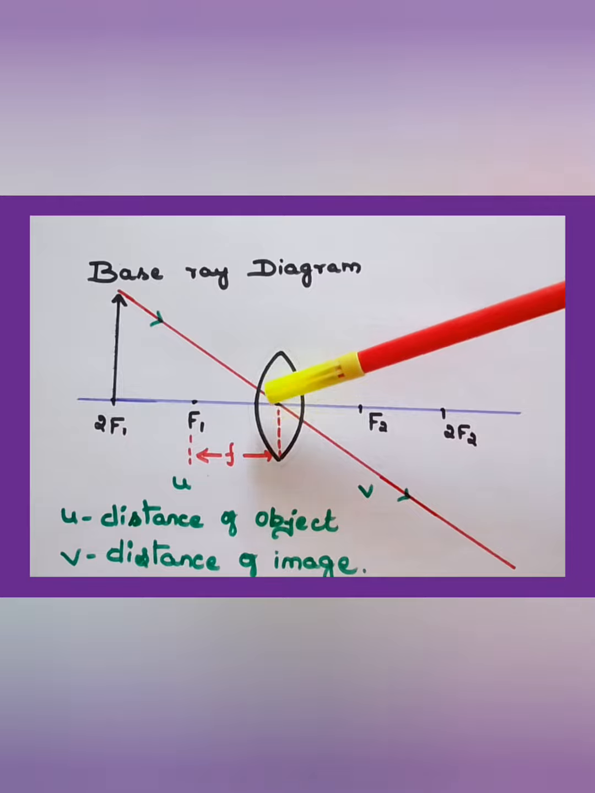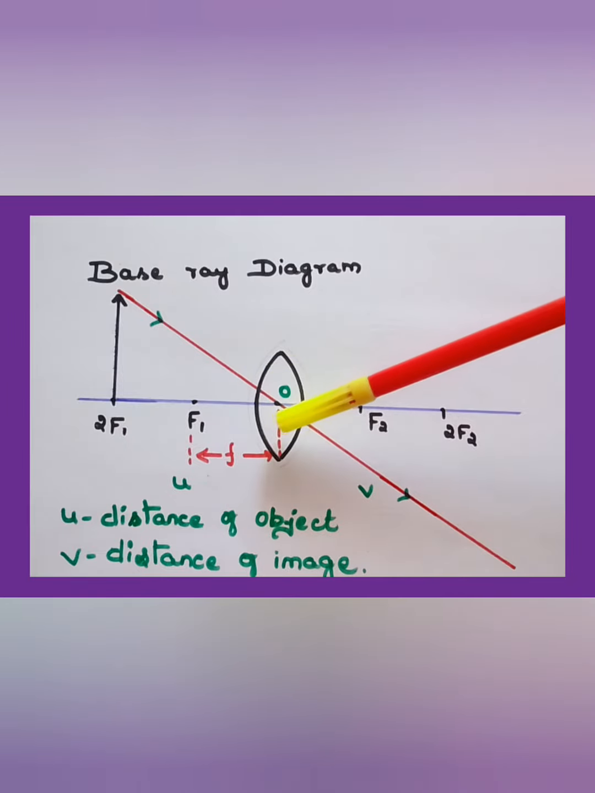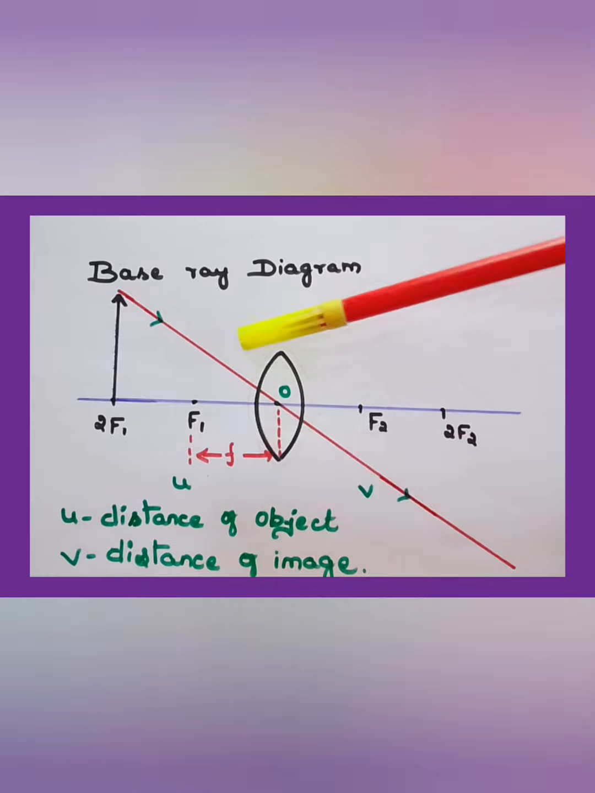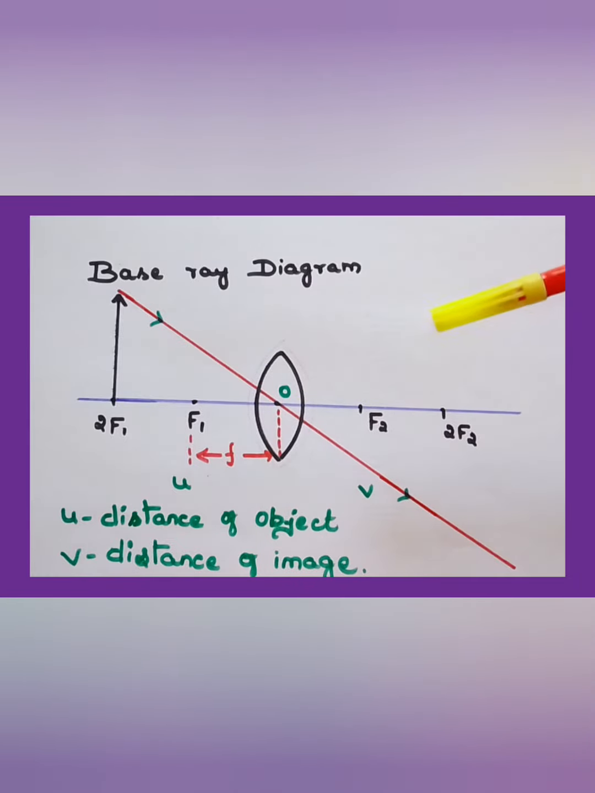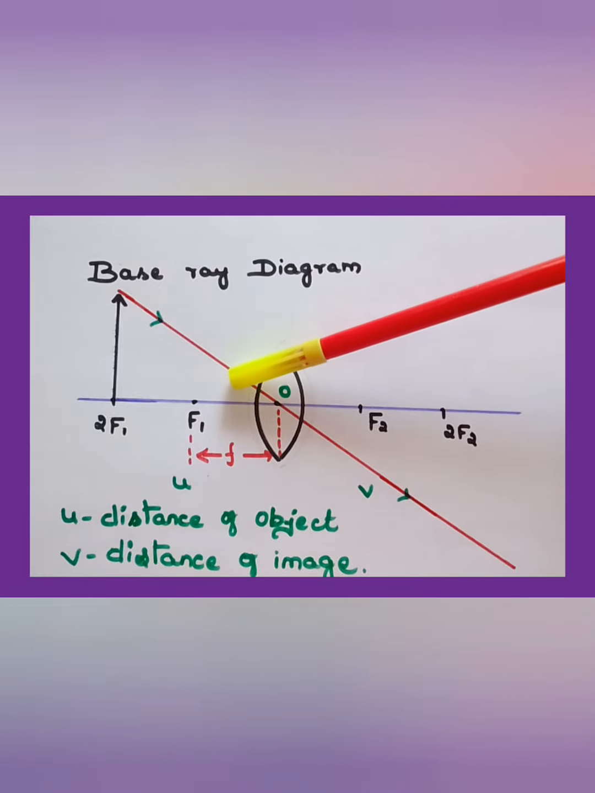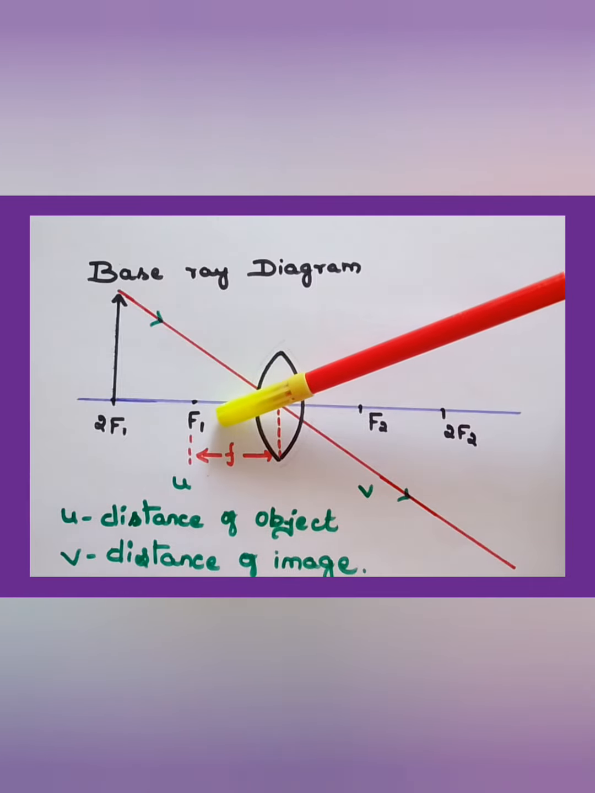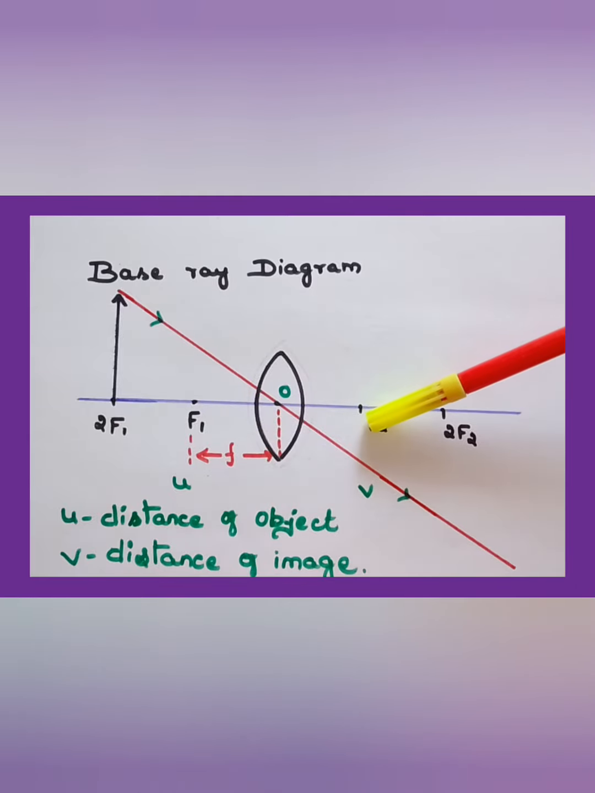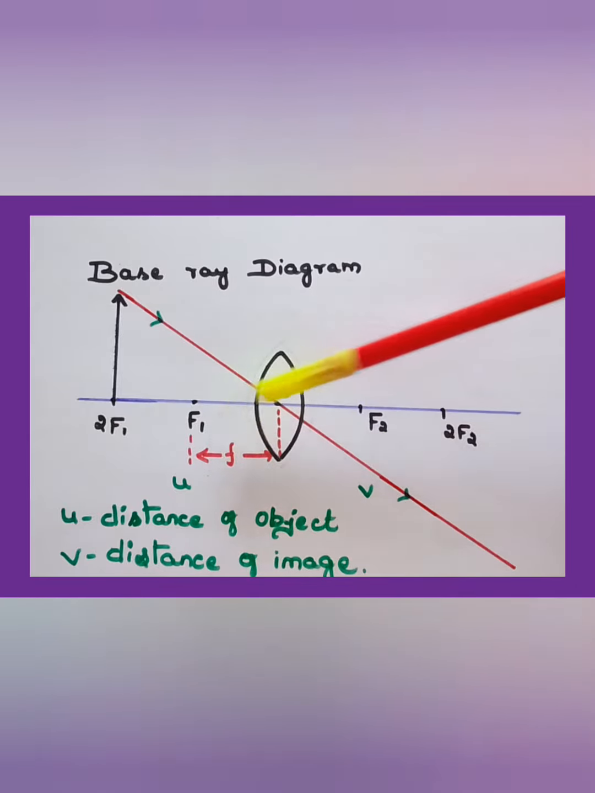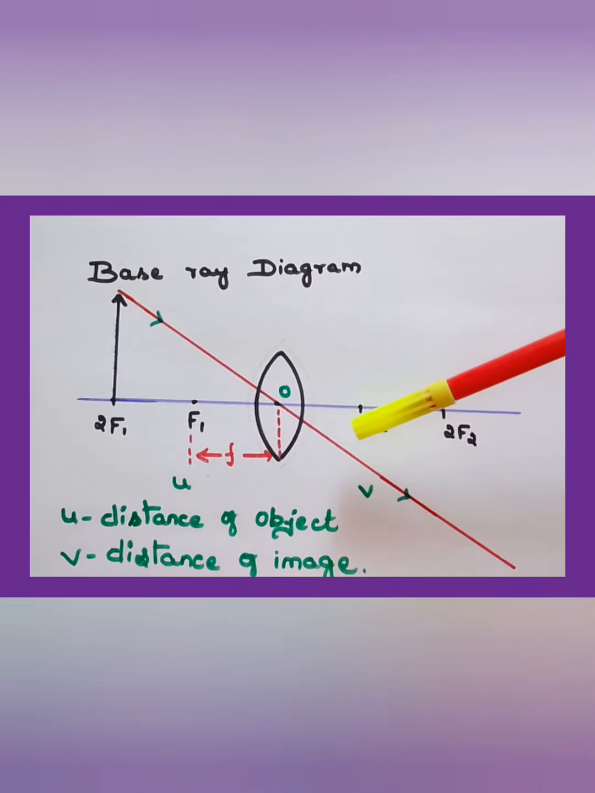It means the light ray can enter the lens from either side. Light can enter from this side and also from this side, because both sides are refracting, transparent surfaces, and therefore the lens has two principal foci. If the light ray is falling from this side, we consider F1 as the principal focus. On either side of the lens we have one focus. So F1 is the first focus, F2 is the second focus in case of a convex lens.